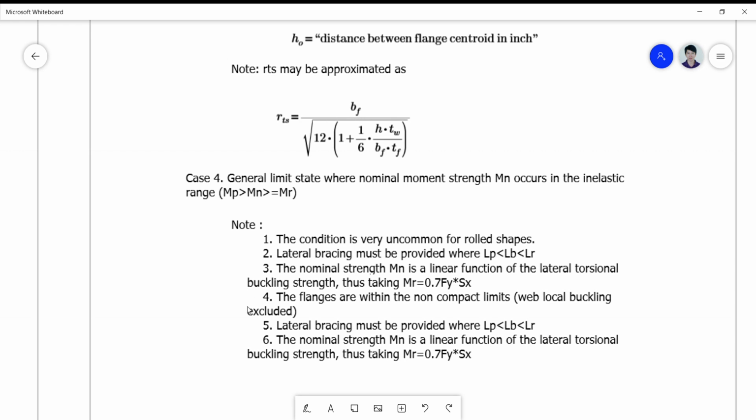So this is just a repeat, no? We made a mistake here. This 5 and 6 was just a repetition of these two here. So we only have 4. So we disregard this, no? It's just a repetition of this second and third here.